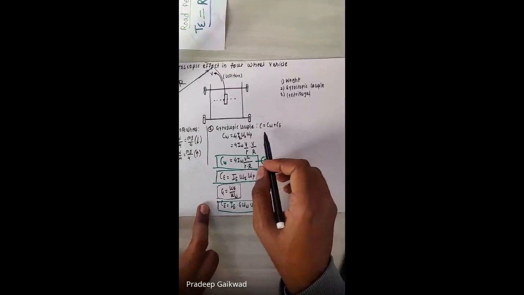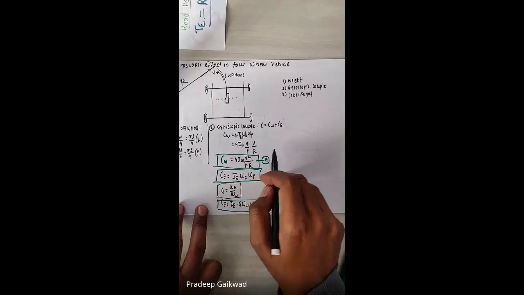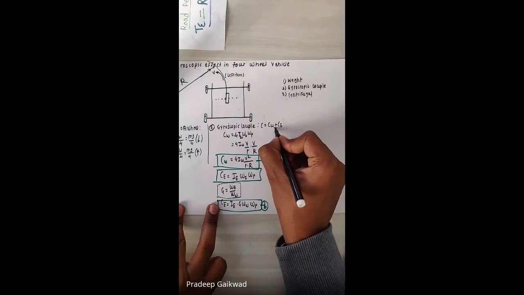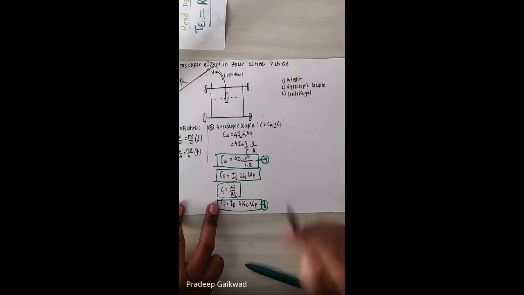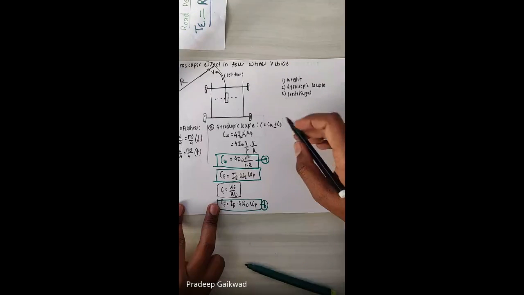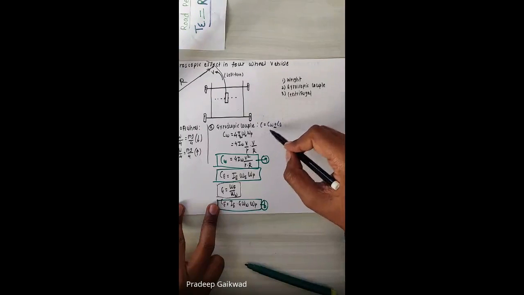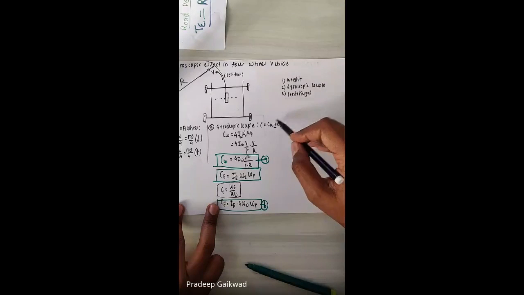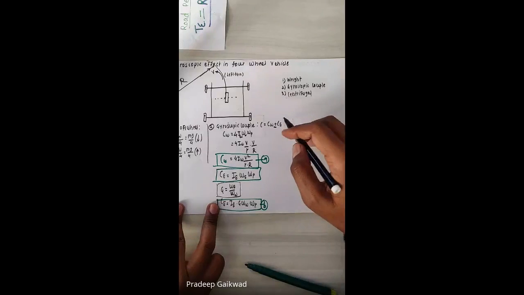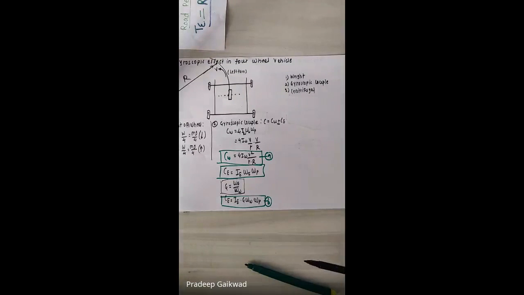Finally, the gyroscopic couple is equal to CW plus CE. But I can also write CW plus or minus CE. And my question is, why is it plus or minus? The total gyroscopic couple is equal to the gyroscopic couple due to the wheels plus or minus the gyroscopic couple due to the engine. Why not always plus? Why is it plus or minus? Yes, please.